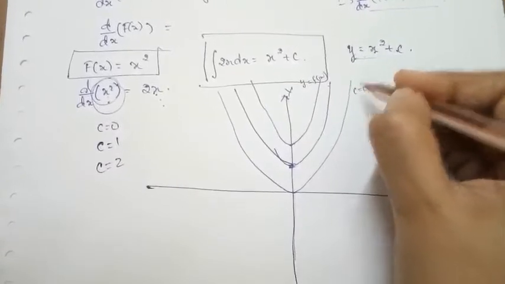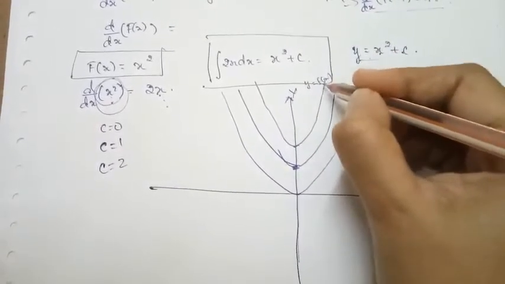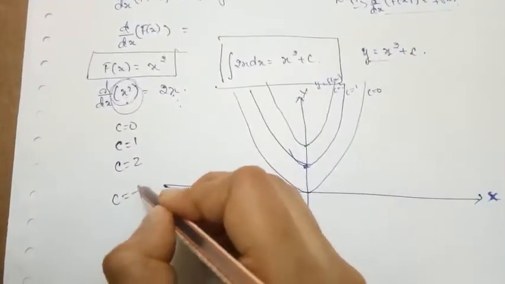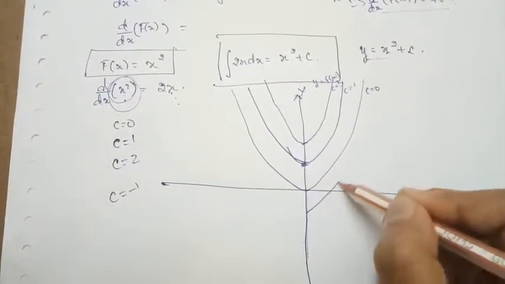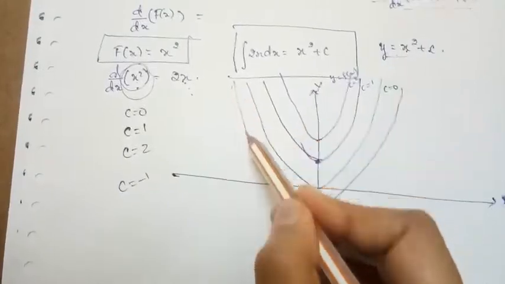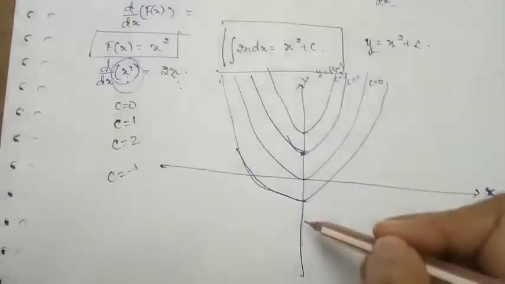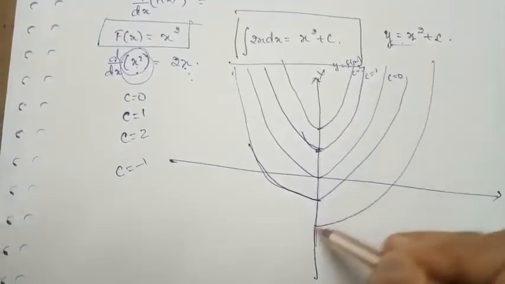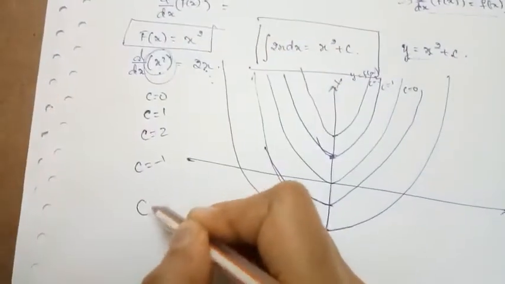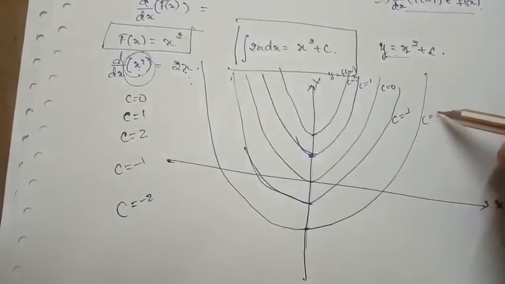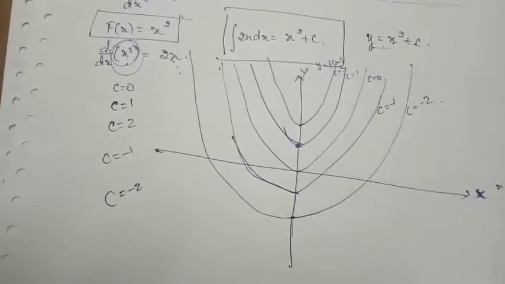This is the curve when c is equal to 0. This is the curve when c is equal to 1. This is the curve when c is equal to 2. Suppose c is equal to -1, the curve passes through -1 here. When c is equal to -2, you are going to get this curve.